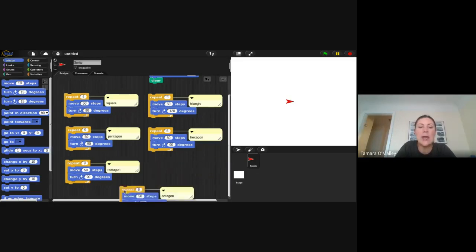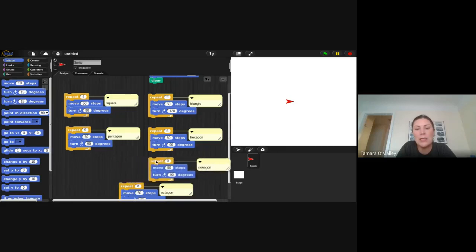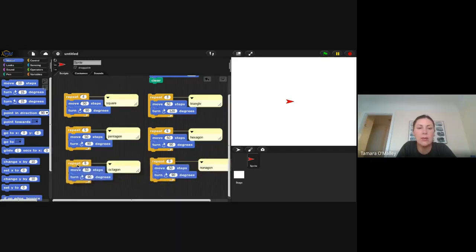Okay, so in Snap, I want you to build a repeat, move, turn. And I want you to try and figure out one of these unknown angles. So I'll blank it out so you guys can see that. Okay, and you can just pick whatever one you want, and hopefully we have people who have each one.